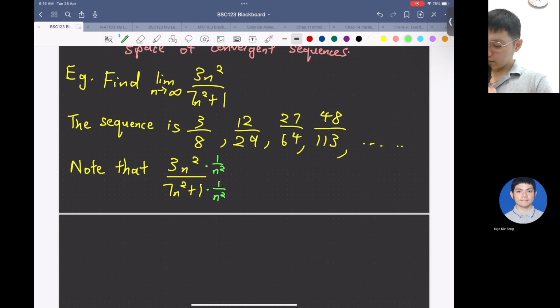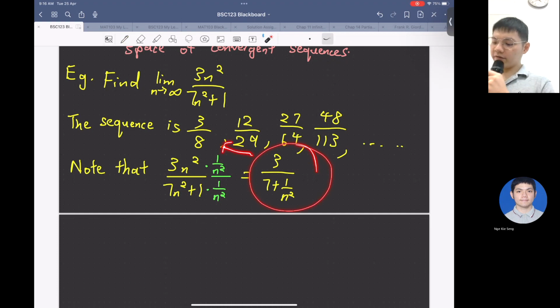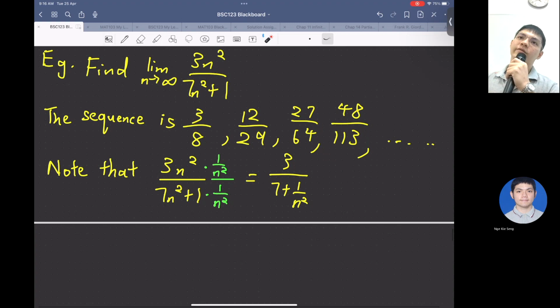You divide by n squared on both sides, multiply by 1, right? If you do this, what do you get? You get 3 over 7 plus 1 over n squared. So this is just another expression for your sequence, but this formula here is relatively easier to work with.